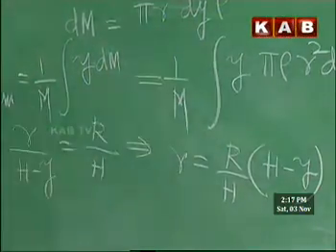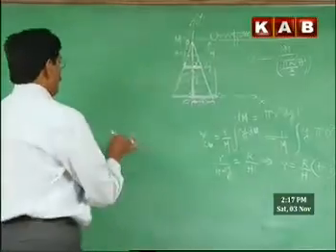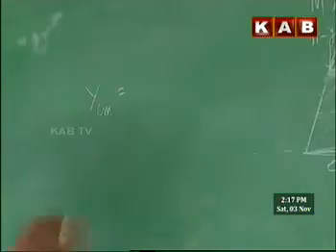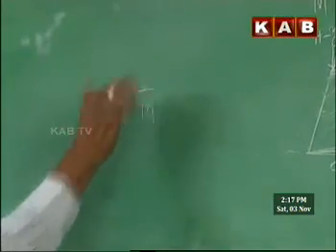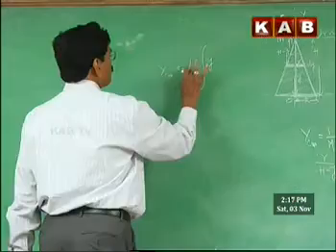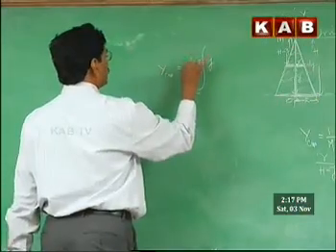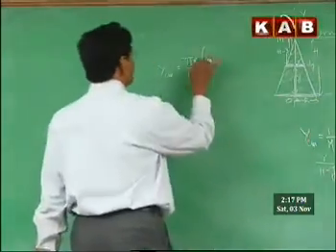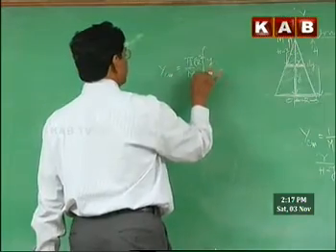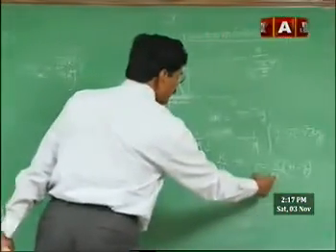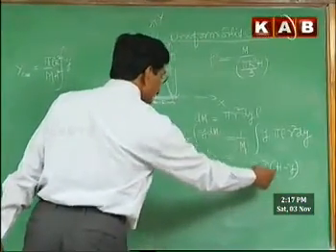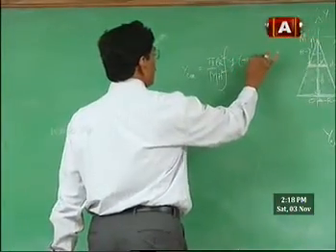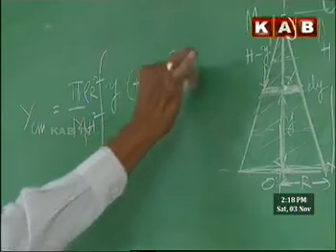Substituting it here, therefore YCM is equal to 1 by m integral y. Pi rho we can take out of the integral because they are constant. Y into r square, where r square is r square by h square. R square by h square are both constant, therefore they can be taken out of the integral. H minus y whole square into dy.